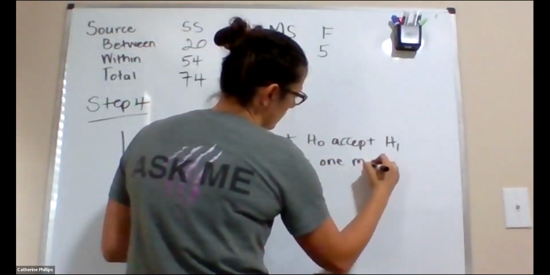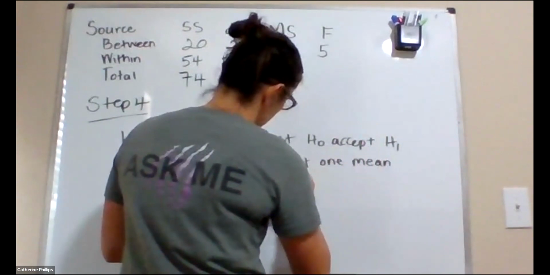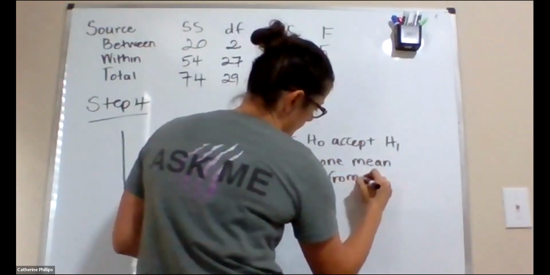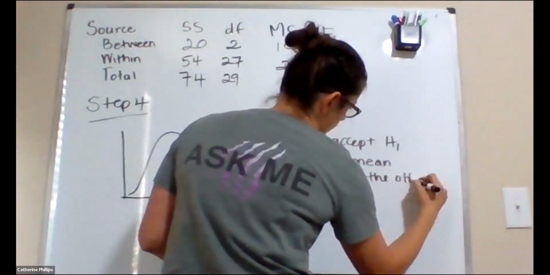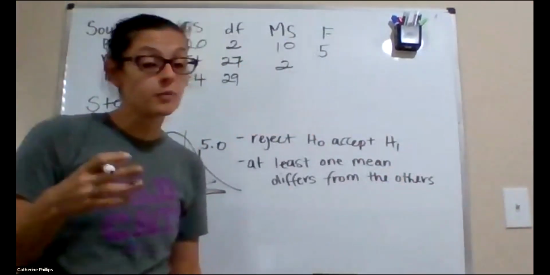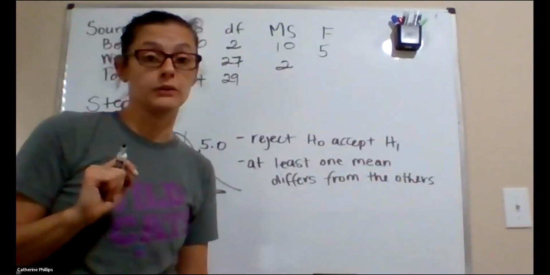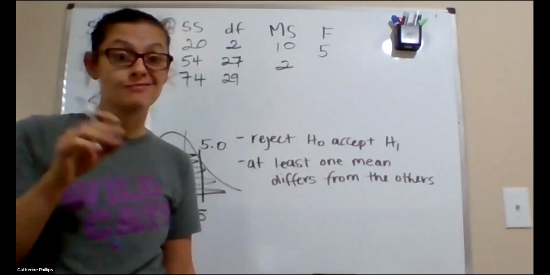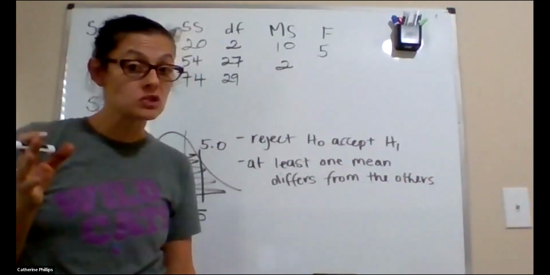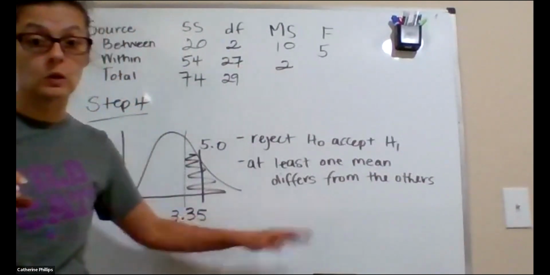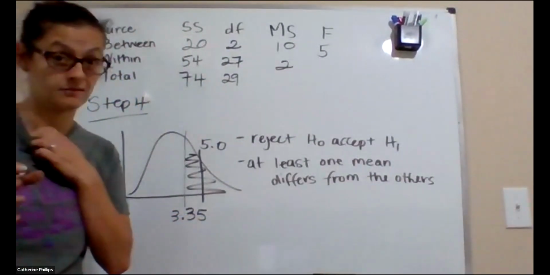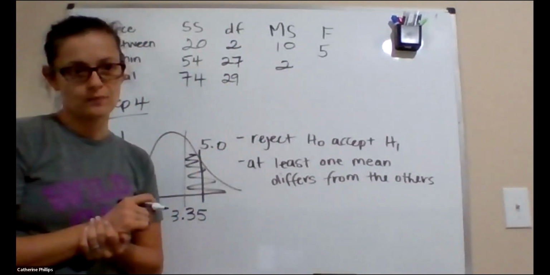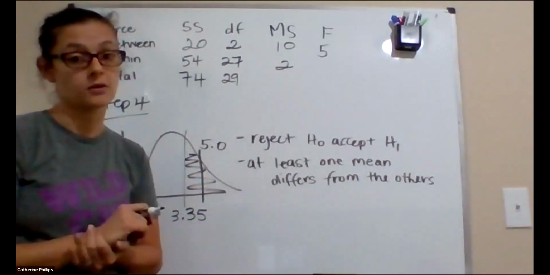one group mean differs from the others. And without post hoc tests, that's all we can conclude. We don't know which groups differ, whether it's one or all of them are different from each other. This is what we can conclude. At least one. It could be just one, could be 2, could be 3, could be any of those. We need the post hocs to figure that out.